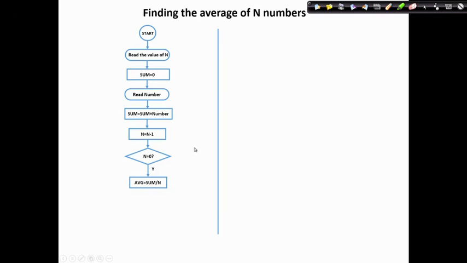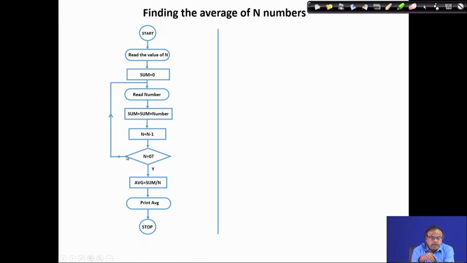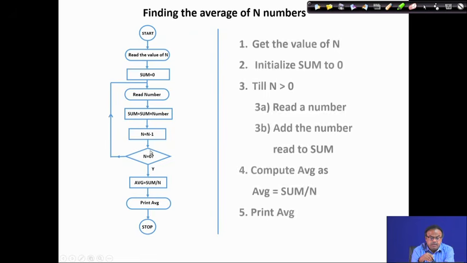Otherwise, if n is not equal to 0, then let us look at here. If n is not equal to 0, no, then I will go back here again. Look at this part. I will go back here again and read number. I will read the second number and add it to sum. I will go over here, decrement. So, I have read two numbers. So, now how many are yet to go? 98. Is n 0? No, n is not 0.